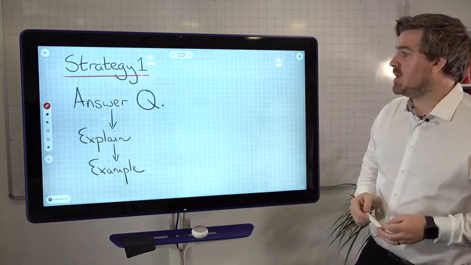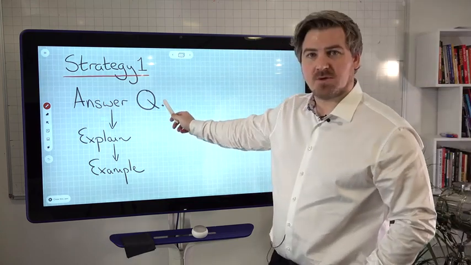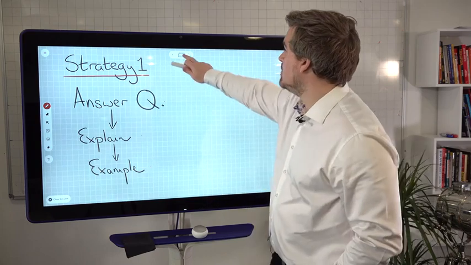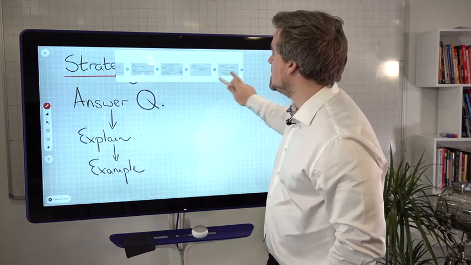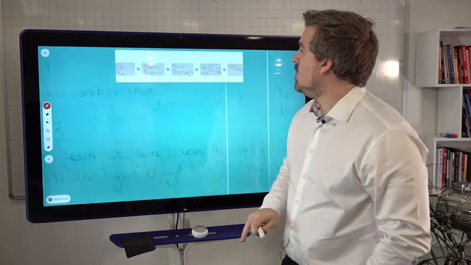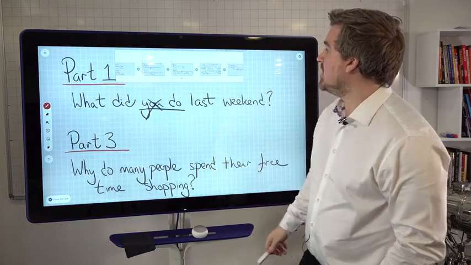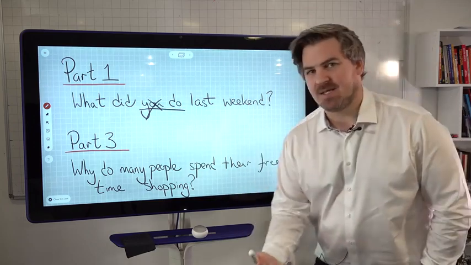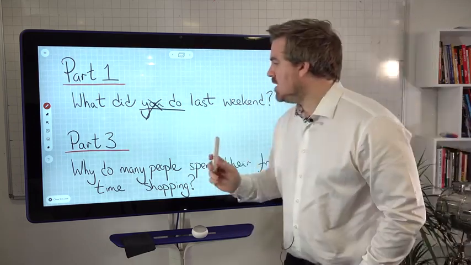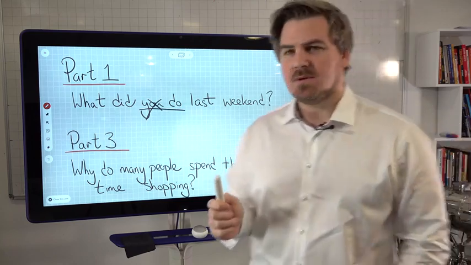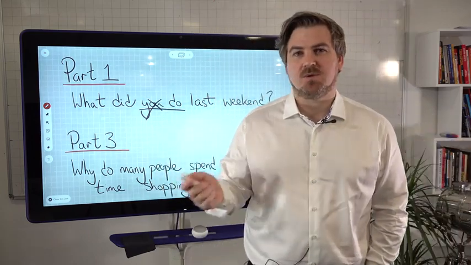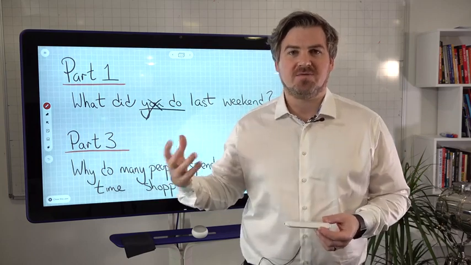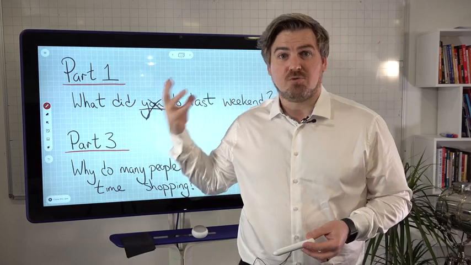Okay, so strategy 1. Very, very simply, answer the question, explain, and then give an example. Remember we showed you these questions here. The question here was, why do many people spend their free time shopping? So answer the question, think of an idea, explain that, and give an example. So many people like to spend time shopping, especially on the weekend, because there's not only shops in many shopping centers, there's a variety of things such as cinemas and restaurants.